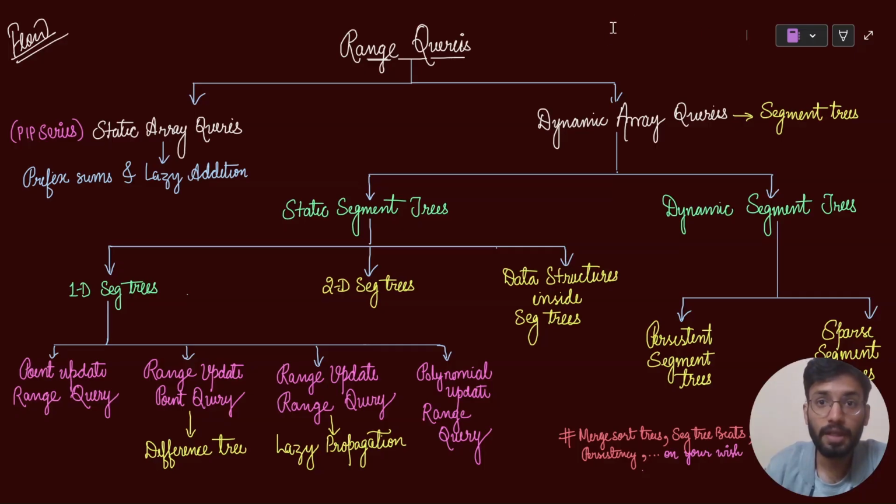This is going to be the last video on the 1D segment trees section. We've already done point updates range queries, range updates point queries, range updates range queries, and we are doing polynomial updates and range queries, which generalizes all these three earlier concepts. Once we are done with the 1D segment tree sections, we'll be moving ahead with 2D segment trees and data structures inside the segment trees. So let's see a CSES problem on polynomial updates and range queries.